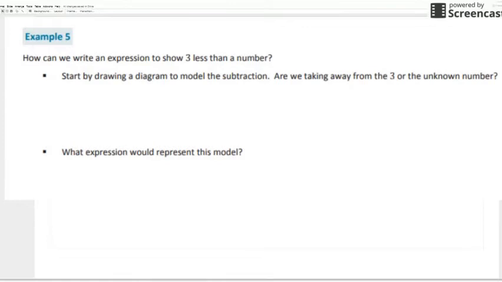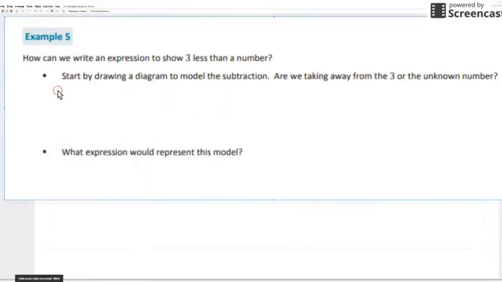Now we'll discuss another interesting part with subtraction. It says, how can we write the expression to show 3 less than a number? So this is actually starting off with a number, and we're going to take 3 away from it. Once again, it says, start by drawing a diagram to model the situation. Are we taking away from the 3 or the unknown? Which one are we really taking away from? Well, 3 is being taken away from the unknown.